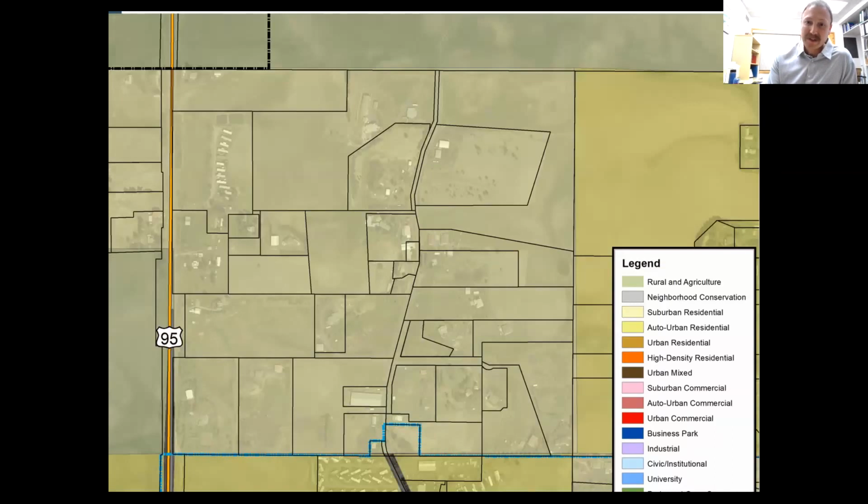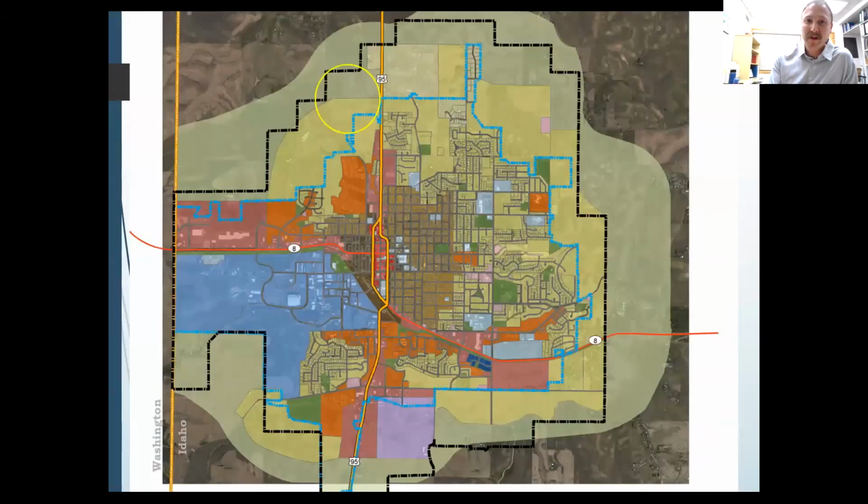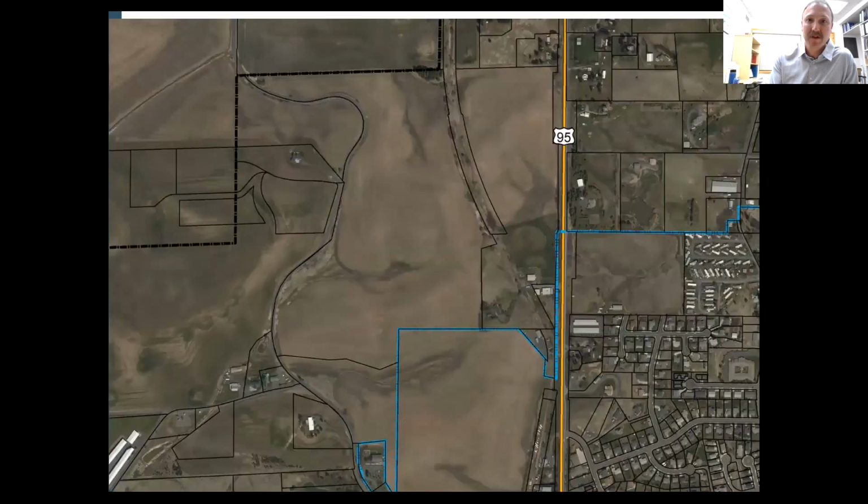Looking at that area, we designated it as suburban residential because there's really not a whole lot of opportunity for further densification in the city within that area. And then I'll end with an example in the northwest quadrant of the city.